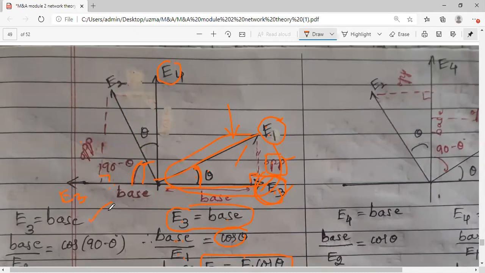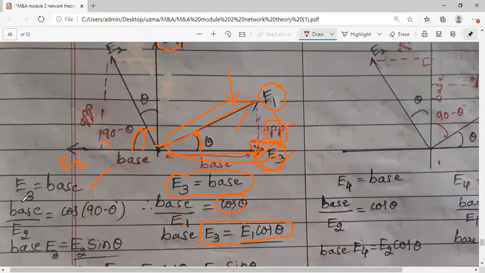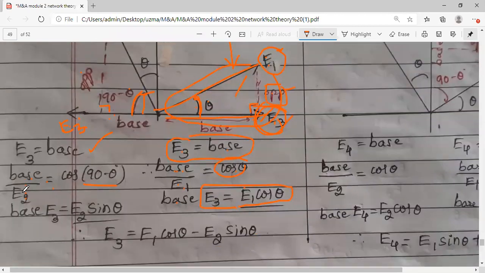So I have written E3 is the base. Again I am not interested in opposite because this is unknown to me. I know base, I know this hypotenuse, E3 and E2. So again I will use the cos term only. So base, that is E3 by E2, is equal to base by hypotenuse, is equal to cos of the angle. What is the angle? 90 minus theta. So base E3 is equal to E2 cos of 90 minus theta, which is what? Sin theta. It is in the first quadrant, all are positive, so sin theta.